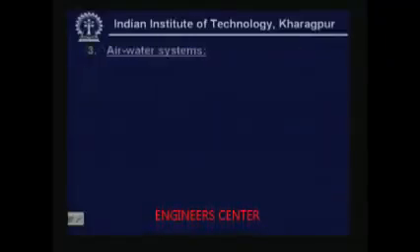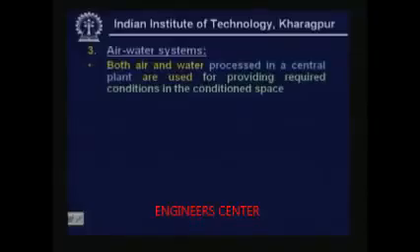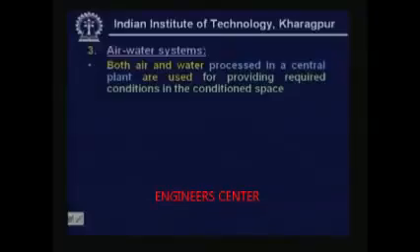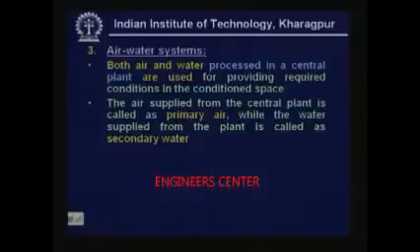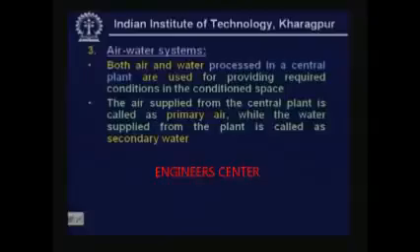Now let us look at air water systems. Both air and water processed in a central plant are used for providing required conditions in the conditioned space. That is why you call it an air water system. That means that the thermal distribution system handles both air as well as water. The air supplied from the central plant is called the primary air, while the water supplied from the plant is called secondary water.